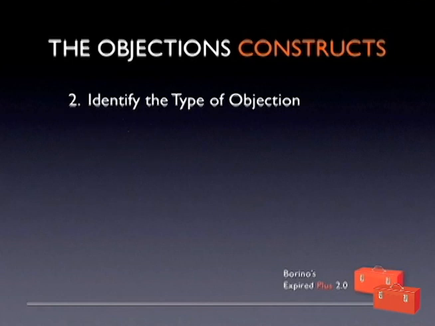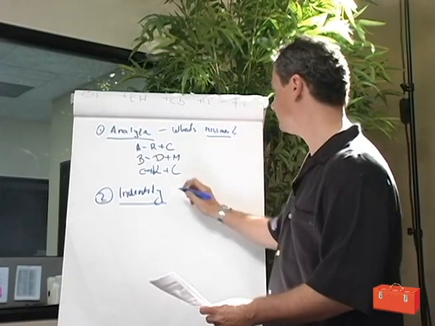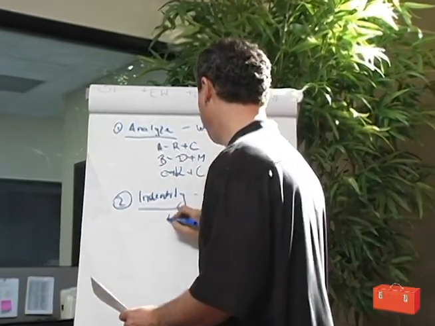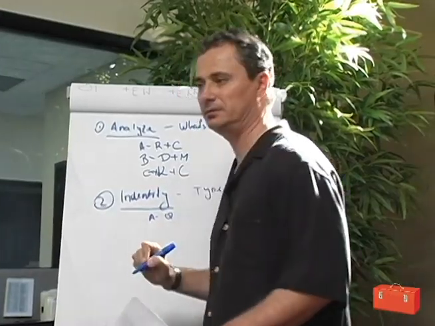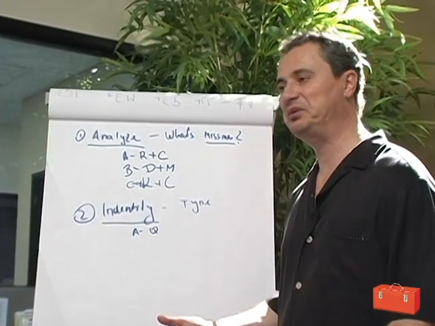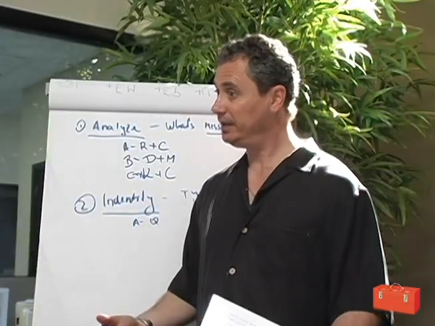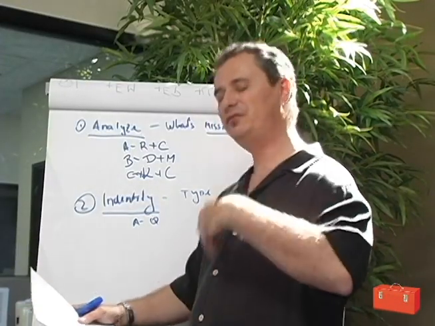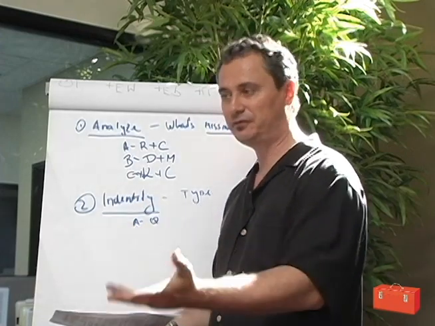Once we analyze it, we identify it. What type of objection is it? We talked about it in our last session. It could be a question that simply is not answered. For example, "We will only list with an agent that holds an open house every week." That could be a question: is it really a good idea to do open houses? Would you do an open house for us? It's just in the form of an objection. So the first variation is a question.